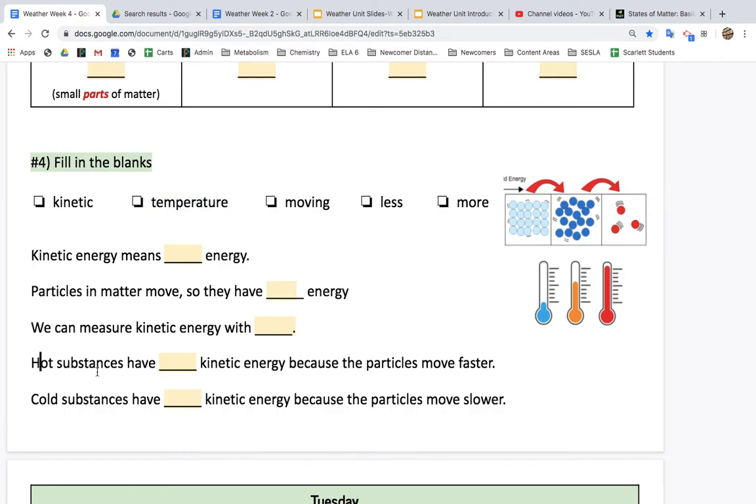Hot substances. So do hot substances have more or less kinetic energy? What about cold substances? Remember that hot substances move faster. So if they're moving faster, do they have more kinetic energy or less kinetic energy? Remember that cold substances move slower. So if they're moving slower, do they have more kinetic energy or less kinetic energy?